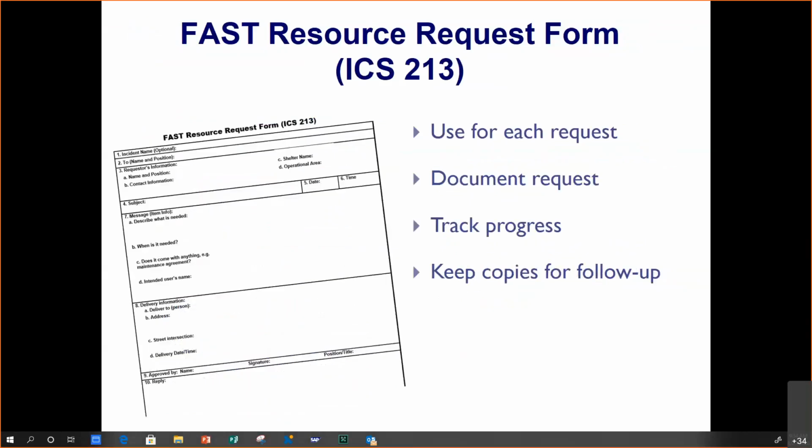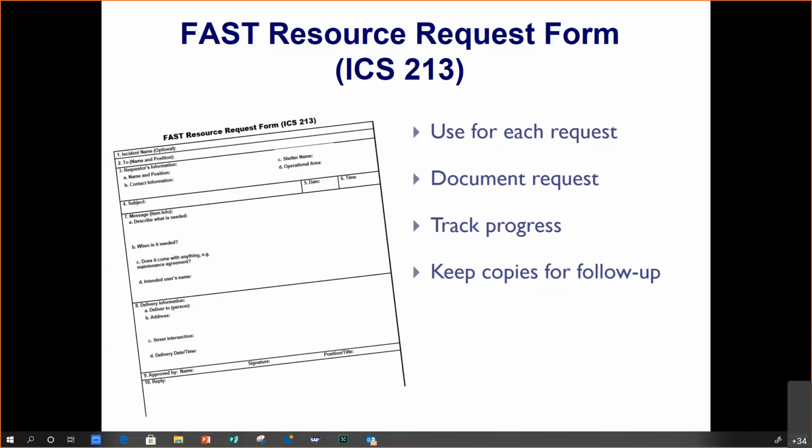So this is the 213 that I spoke of earlier. This is a request form. A lot of times, in general, it will just be referred to as, do you have your 213, or do you have your request form? So when someone asks you about it, this is what they're talking about.